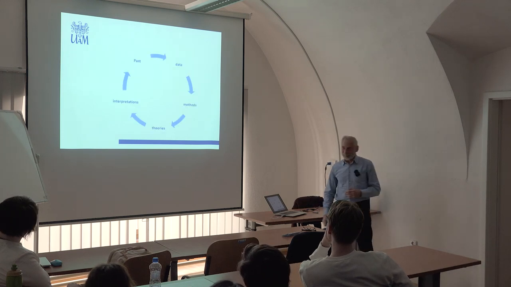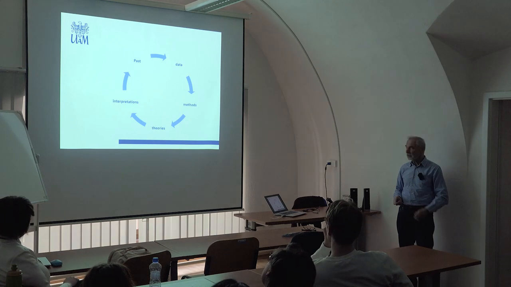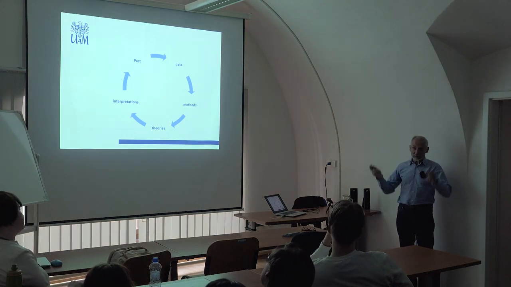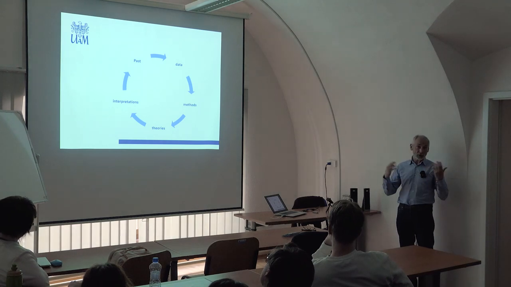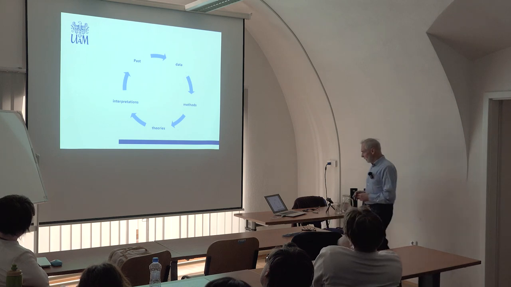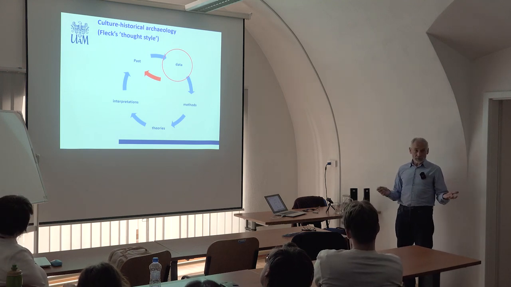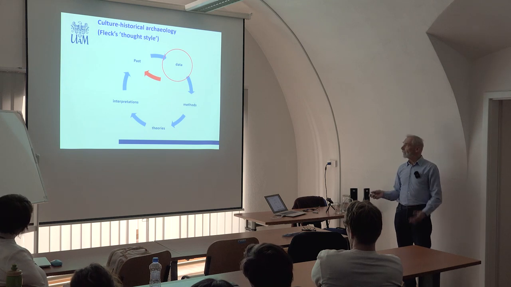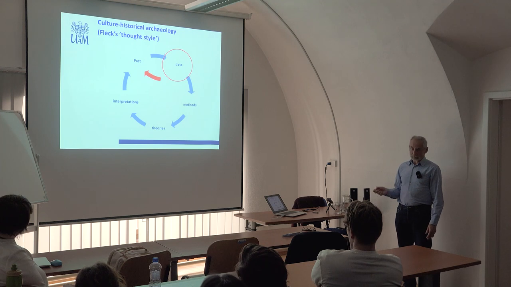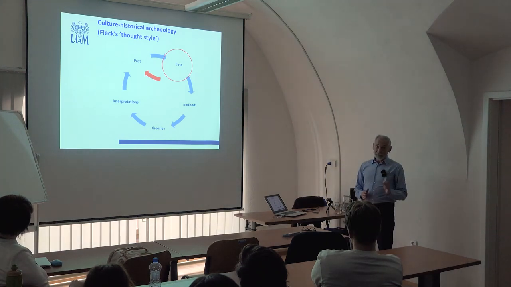Okay. So if we can create this kind of model of, let's say, building knowledge about the past. So let's say we start with the past. The past created, or people in the past created, something which we can call data now. And then through methods, theories, interpretations, we get to the knowledge about the past. Very, very general model. So in culture, historical archaeology, so let's say by Ludwik Fleck, it's a sort of style, or by Thomas Kuhn it's a sort of paradigm. The process is a very short one. So the past created data, and from data straight, we go to the knowledge about the past. Of course, we can use methods, but definitely not theories.